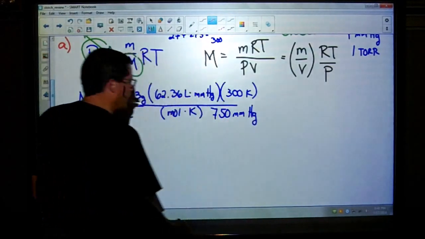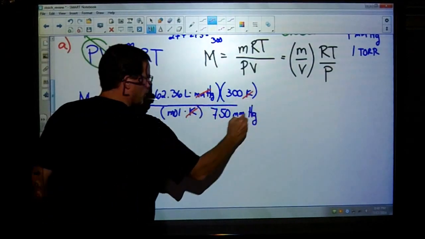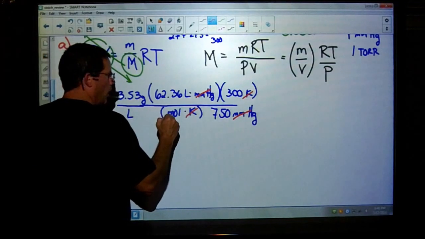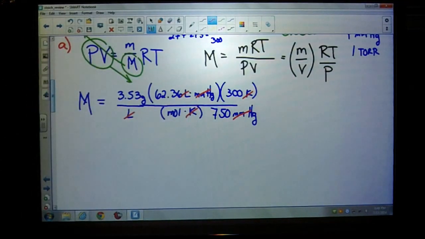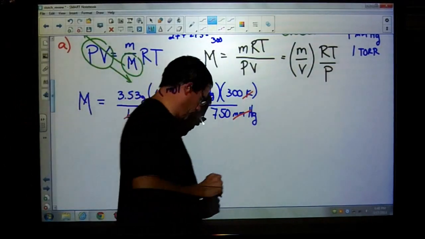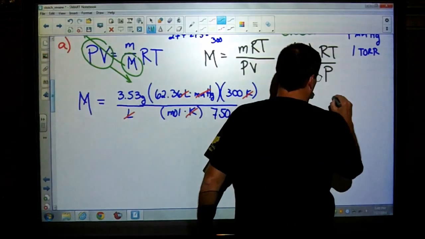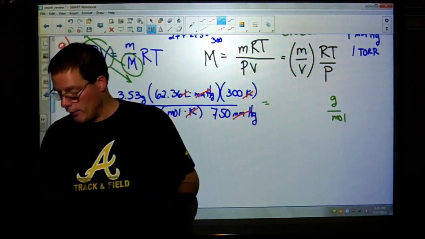Okay, so let's cancel out the terms that we can. Kelvin are gone, millimeters of mercury are gone, liters are gone. What units remain? Very good, we have grams per mole, which is what we want to see because we're looking for molar mass.